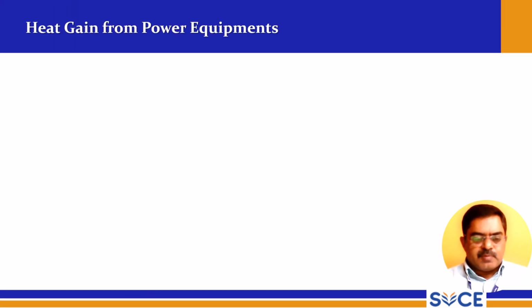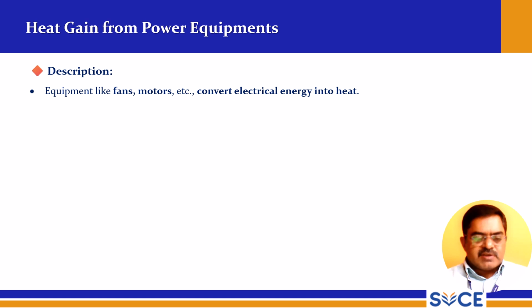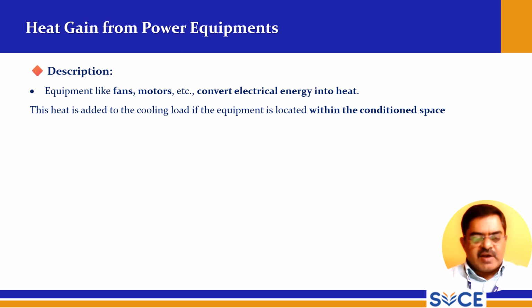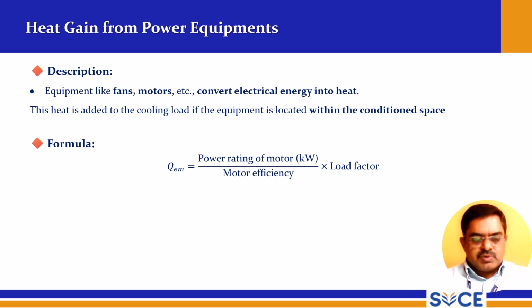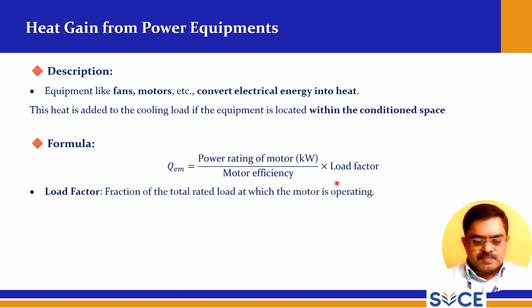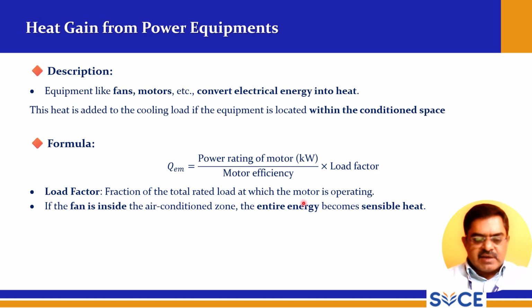So heat gain from power equipment. Equipment like fans and motors convert electrical energy into heat. So normally fans and motors produce heat, and this heat is added to the cooling load if the equipment is located within the conditioned space. So the formula is QEM equal to power rating of motor in kilowatts divided by motor efficiency into load factor. Load factor is the fraction of the total rated load at which the motor is operating. So if the fan is inside the air conditioned zone, the entire energy becomes sensible heat.